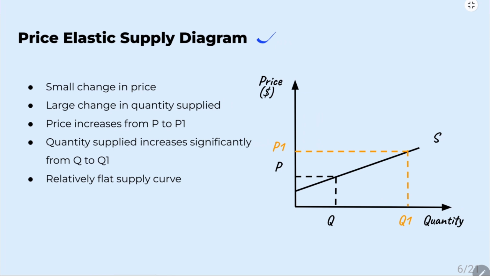The supply curve is relatively flat, which means producers are highly responsive to price changes. In the diagram, price increases from P to P1, while quantity supplied increases significantly from Q to Q1. For example, imagine the price of bottled water rises from $2 to $4 per bottle. Because production is easy and fast, quantity supplied may increase from 1,000 bottles to 3,000 bottles. This large increase in quantity supplied compared to the change in price shows that supply is price elastic. Firms can quickly respond to higher prices by supplying more goods to the market.